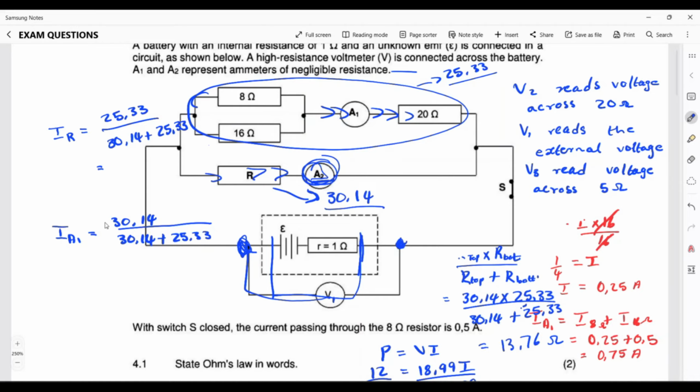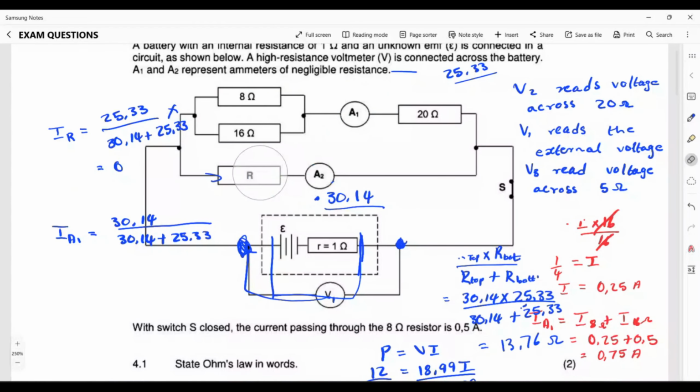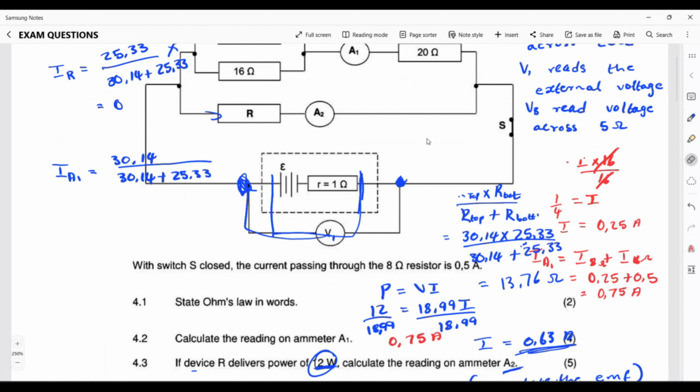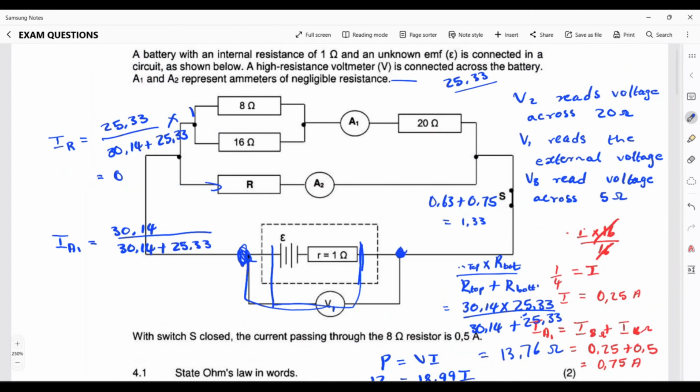0.46. Are you sure? Yes. Okay, 0. Oh, sorry. I forgot to multiply by the total current. Yes, I see why I made the mistake. You also multiply by the total current. What is the total current? The total current is 0.63 plus 0.75. I think it was 1.33. That was the total current. You also multiply by the total current, 1.33.